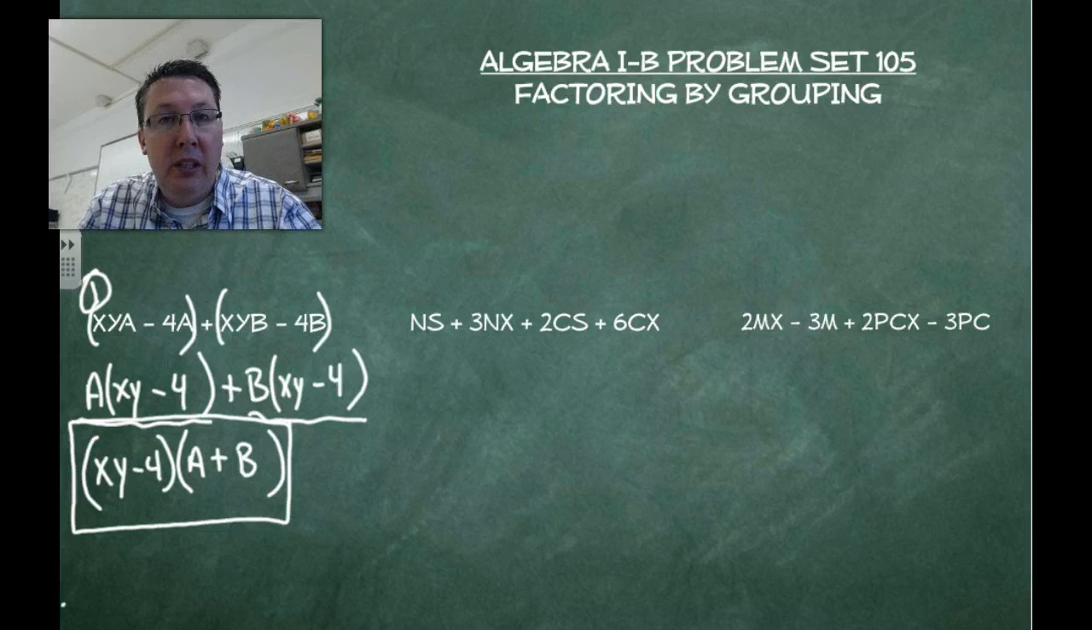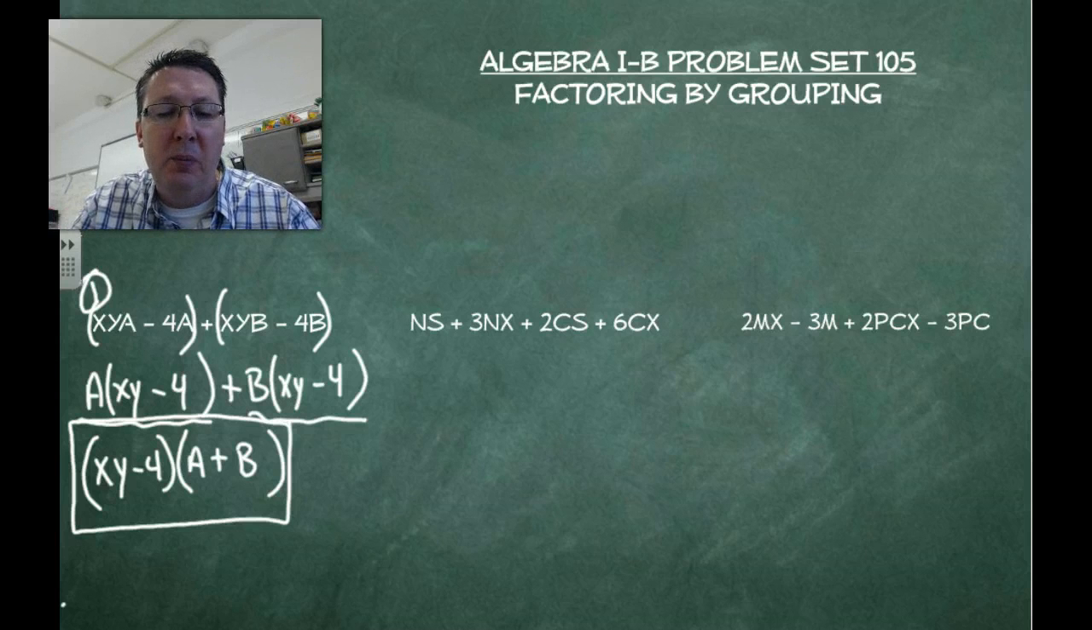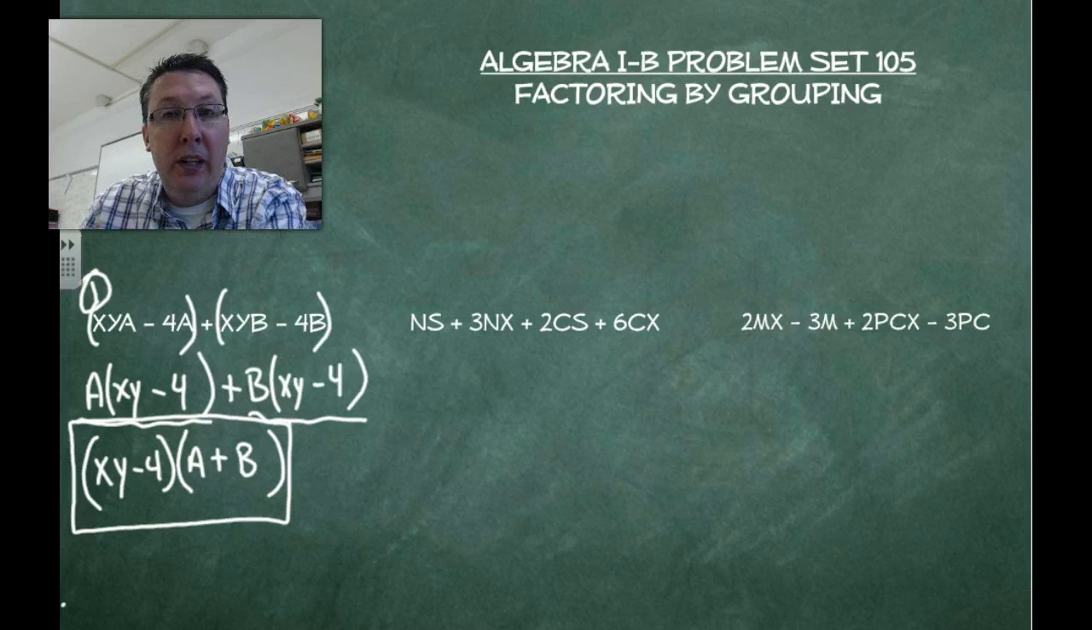Now, one thing you'll notice on these problems, it is possible we could have rearranged the expression from the very beginning and grouped things slightly differently. On this problem, we have some minus signs we'd have to worry about, but we could have grouped them, put the xya and the xyb together, and the 4a and 4b together.